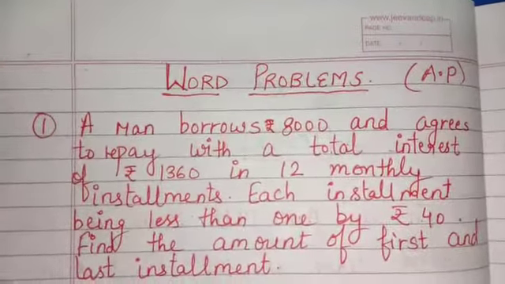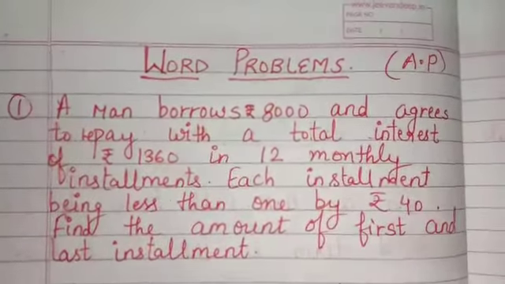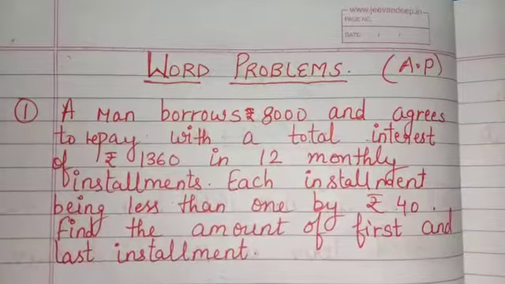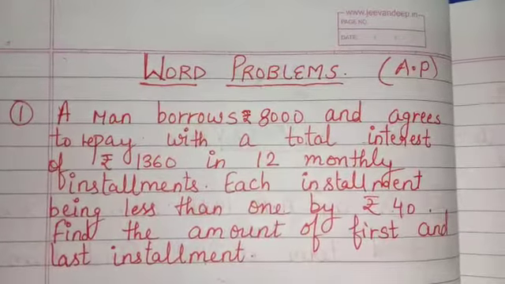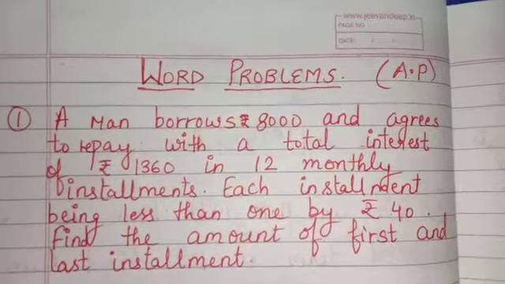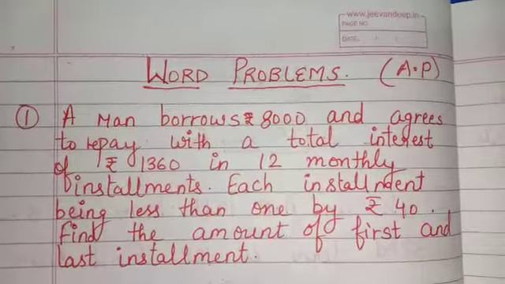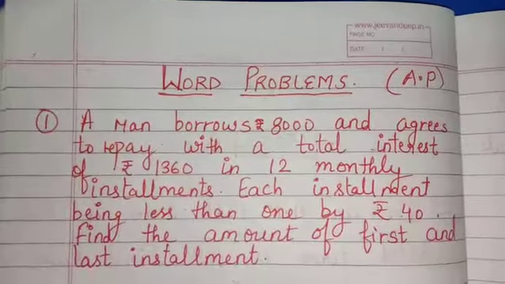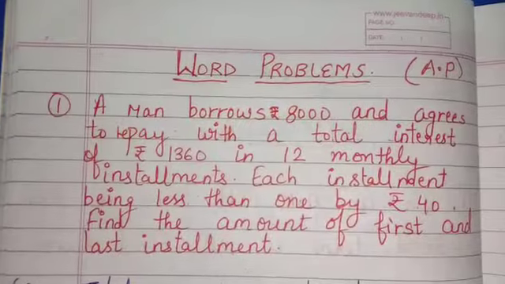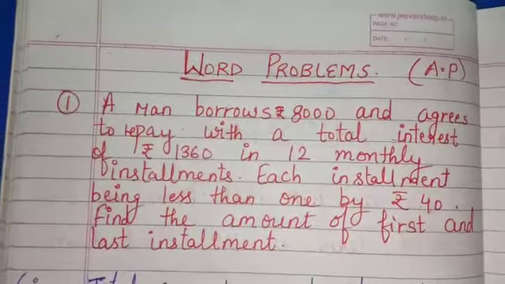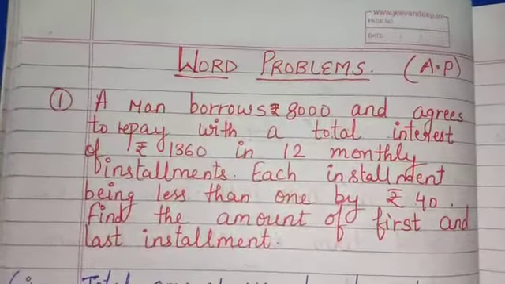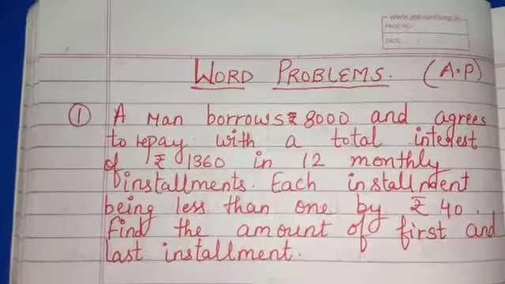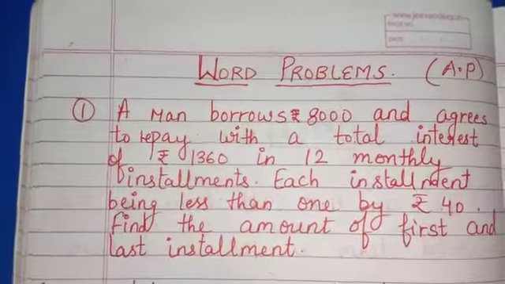A man borrows rupees 8,000 and agrees to repay with a total interest of rupees 1,360 in 12 monthly installments, each installment being less than the previous one by rupees 40. Then find the amount of the first and the last installment. As a teacher, I always say, whenever you solve word problems, read the statement twice, so that you will understand what is to be said and what you have to find out. See here, the man borrows 8,000 rupees, but he has to pay with the interest.